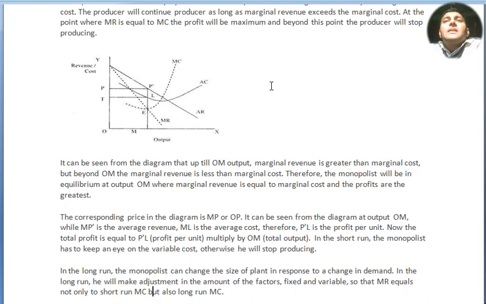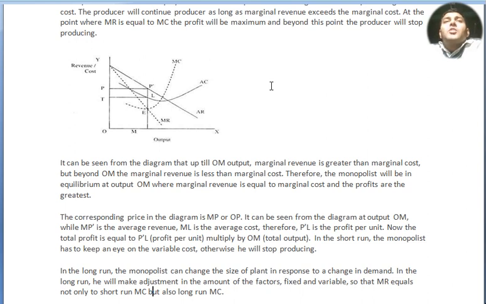It can be seen from the diagram that at output OM, while MP is the average revenue, ML is the average cost. Therefore, PL is the profit per unit. Now the total profit is equal to profit per unit multiplied by OM output.